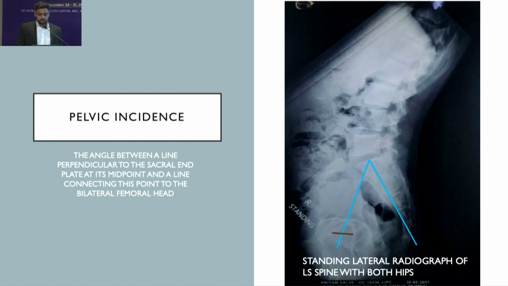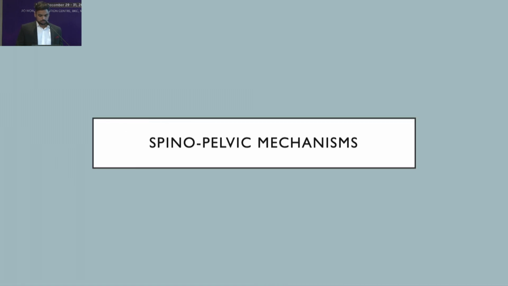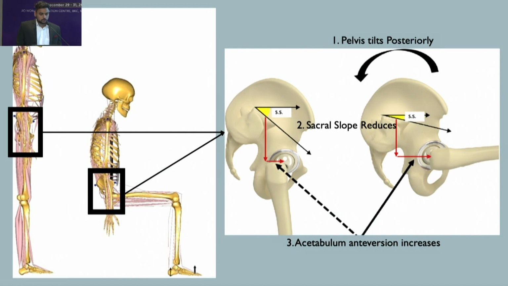Pelvic incidence. Pelvic incidence is the angle between the line perpendicular to the sacral end plate and the line connecting the midpoint of sacral end plate to the midpoint of bilateral femoral head. Pelvic tilt. Pelvic tilt is the angle between the line connecting the midpoint of sacral end plate to the midpoint of bilateral femoral head to the vertical reference line.